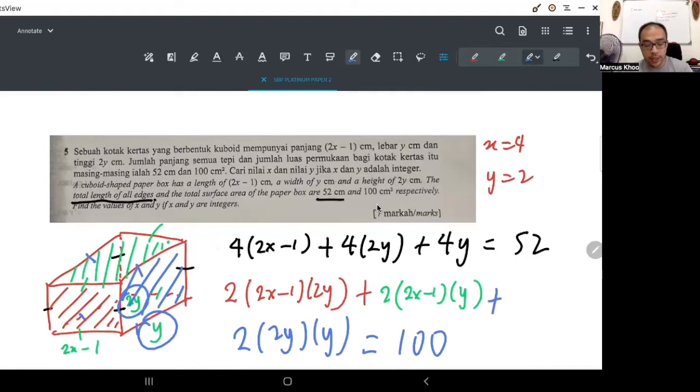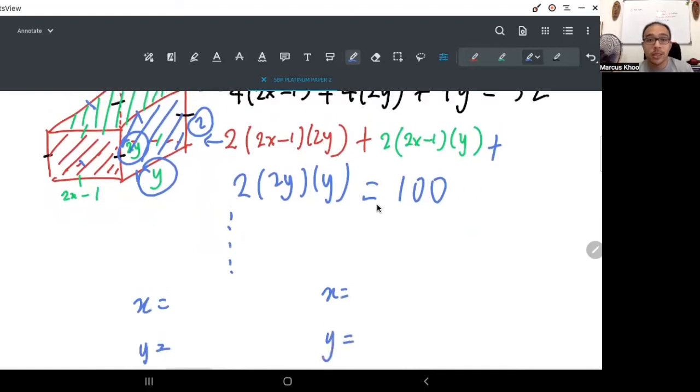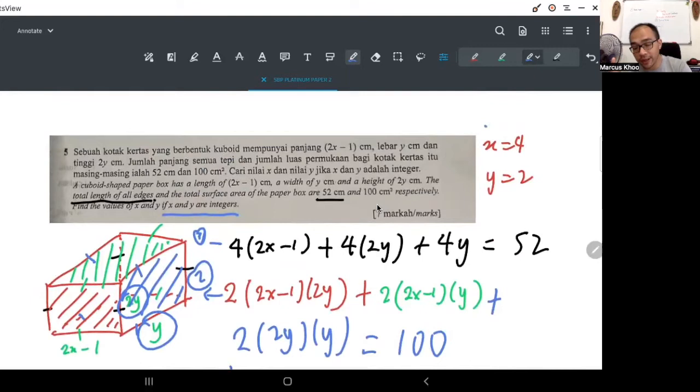Okay, so you have the first equation over here. And then this is the second equation. So find the values of x and y if x and y are integers. So what you expect to get when you solve these two is two values of x and two values of y. But notice the answer, there's only one set of values because there is a condition given over here.